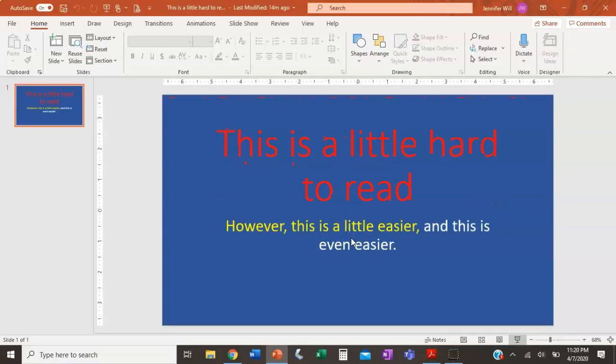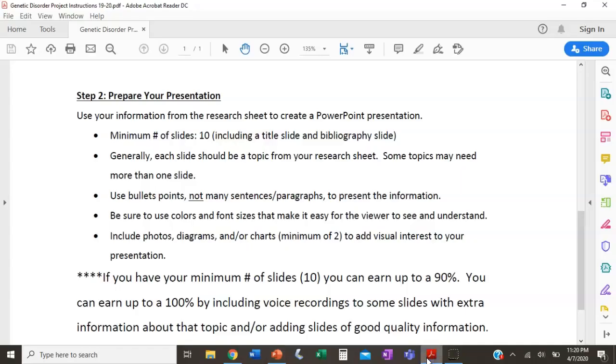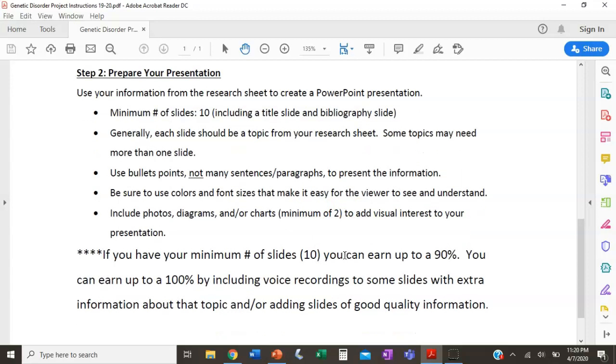You also want to make sure that pictures and designs and things aren't making it hard to read, and that the font type isn't hard to read. Like this font is very easy to read, it's very straightforward. There are some curly, fancy fonts though that can be a little bit hard to read at times. All right, so I talked about the fact you do need to have some photos or diagrams or charts, but the more you have, the more you can earn some points there.